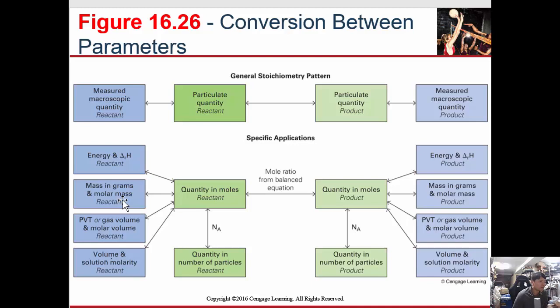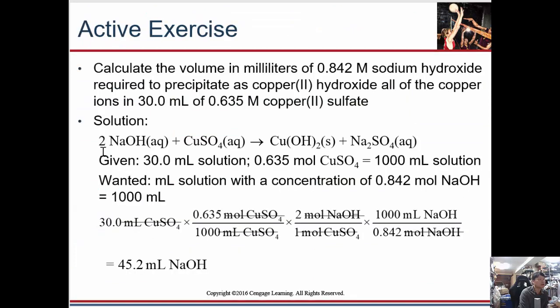So here we have the volume and solution molarity, and then we can use the molarity to calculate the moles. Also, if we have the moles as a product, if we have the volume and solution molarity of the product, we can go the other way. And this is just inverting the molarity here. That is flipping the ratio upside down. And so let's take a look at a solution stoichiometry problem here.